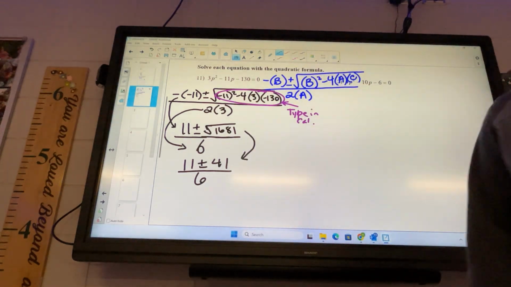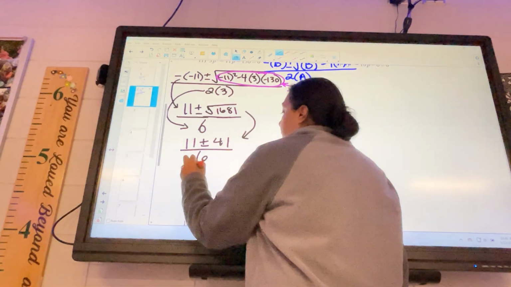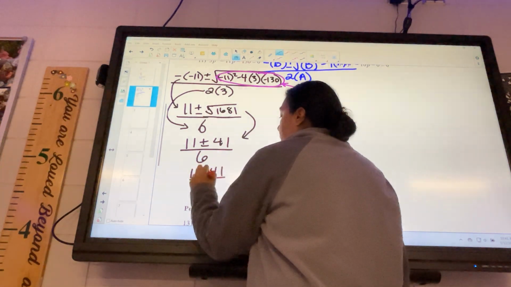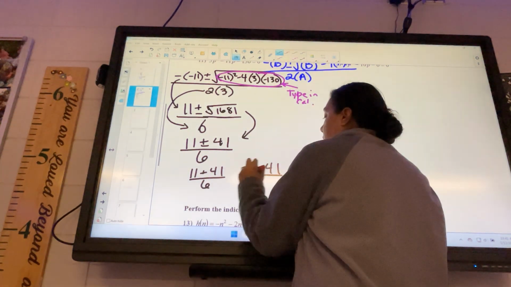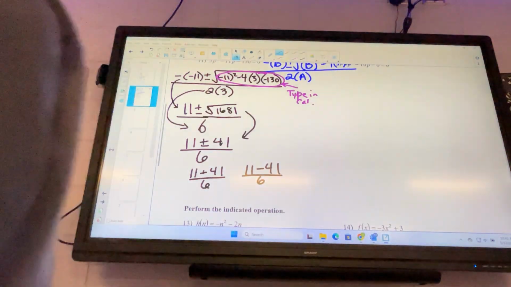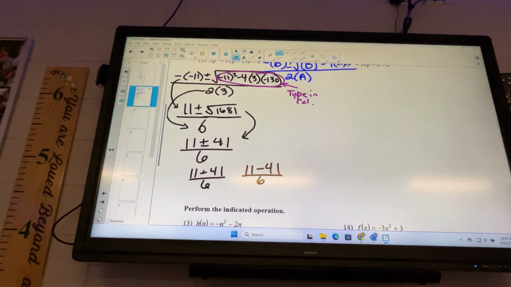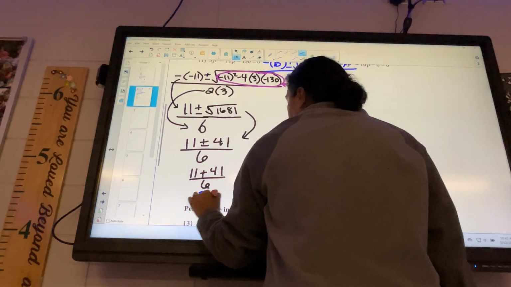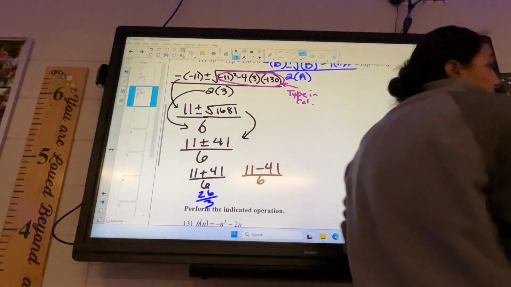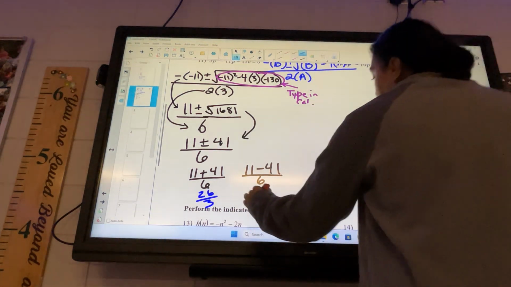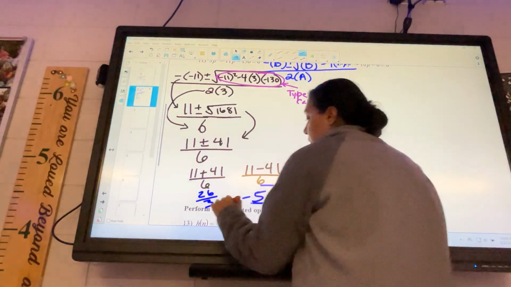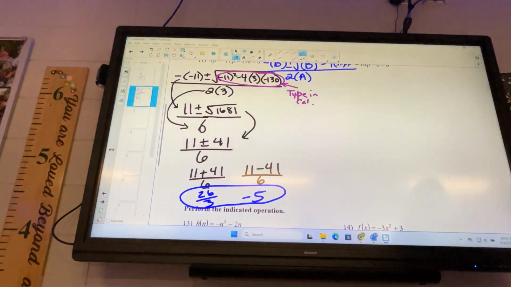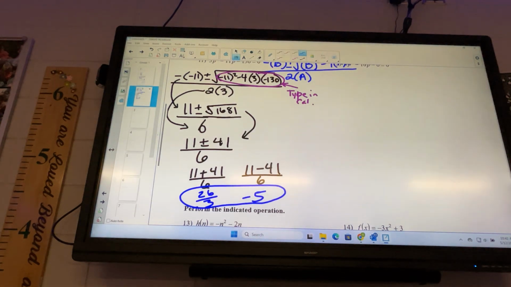Now we do it twice. Remember, we do it twice. So we've got 11 plus 41 over 6, and 11 minus 41 over 6. What do we get for the plus part? 26 over 3. What about for the minus part? Negative 5. Somebody agree with these numbers? Yeah. Okay, listen, I genuinely don't know what they are, so you guys got this right.